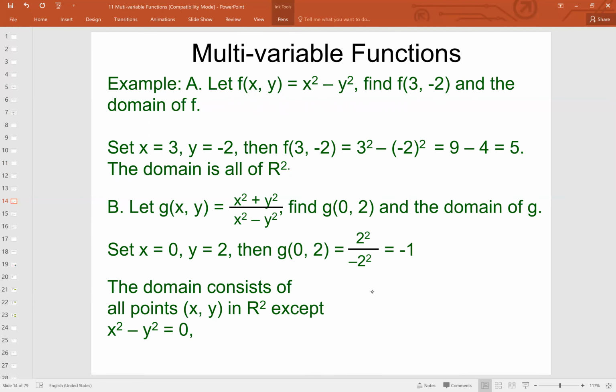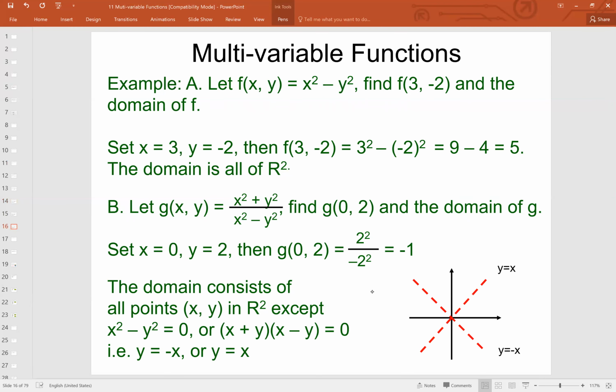When the denominator equals 0, you factor, and then you find two equations that give the points that make the denominator 0. So you have to exclude these two lines. The domain is everywhere except these two dotted lines.